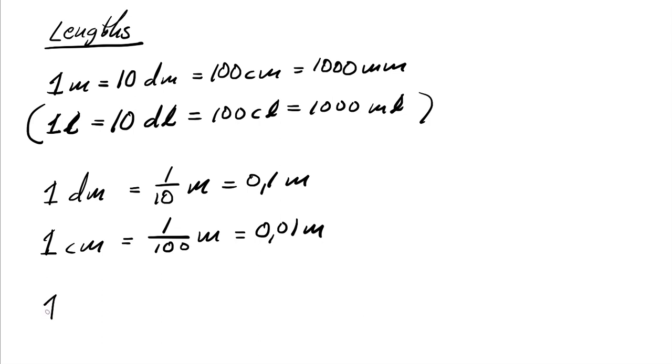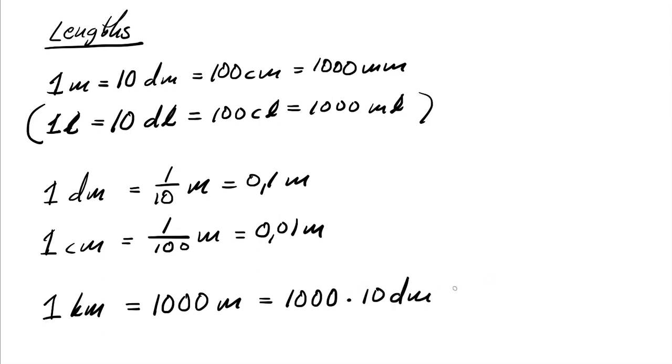Or let's say that you want to convert between kilometers and decimeters. Then you first can go to meters. So this is 1000 meters, since kilo means 1000. And then a meter, that is 10 decimeters. This becomes 10 to the power of 4, or 10,000 decimeters. So in this way you can transform. You can of course also transform in the other direction.